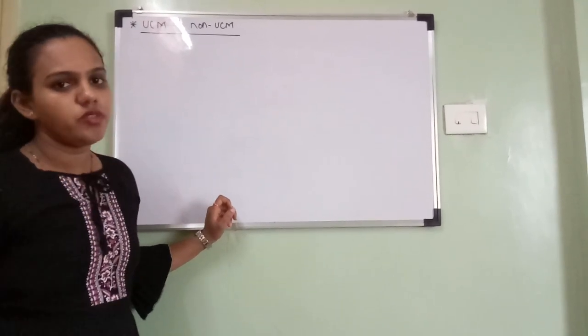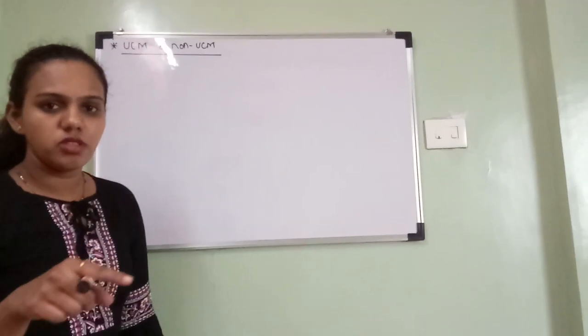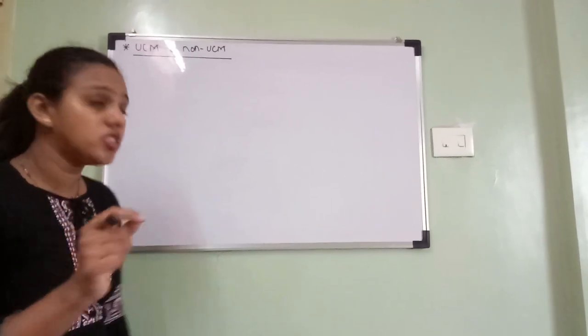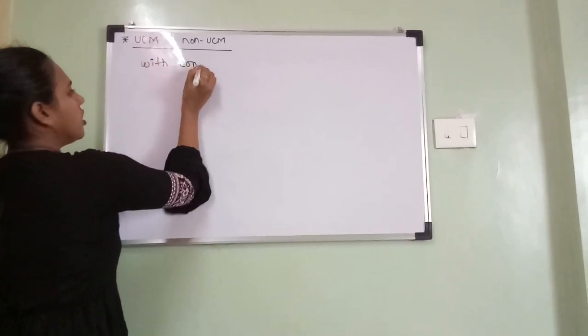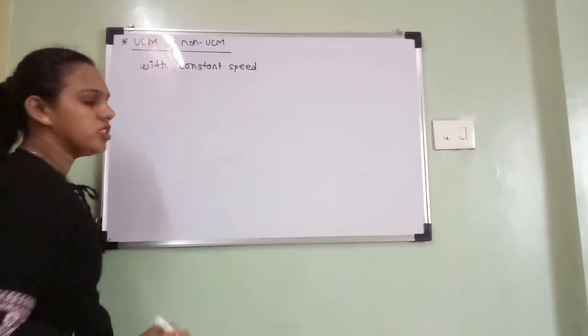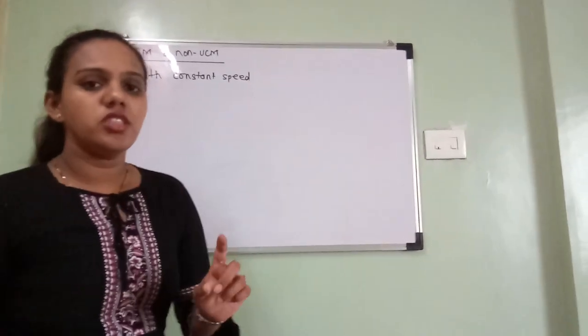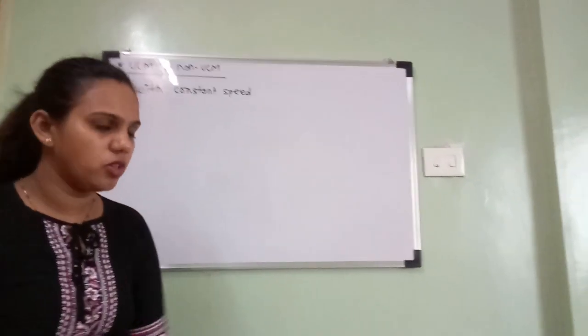The definition of it is nothing but the motion of a particle along the circumference of a circle with constant speed. That is very important, with constant speed. I am saying speed, not velocity, because the velocity value will change but its magnitude will remain constant.